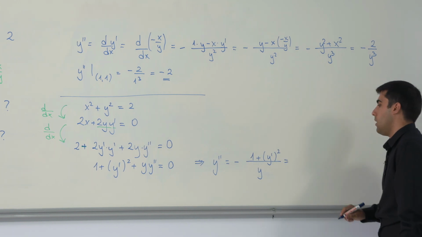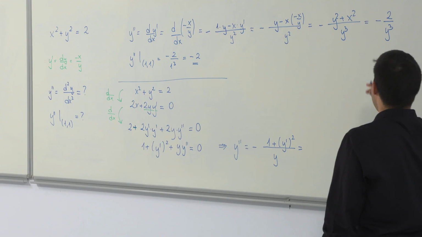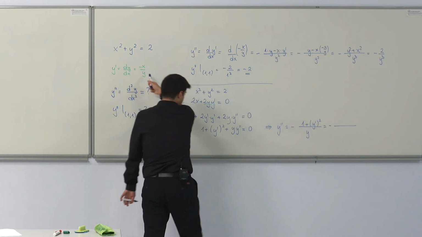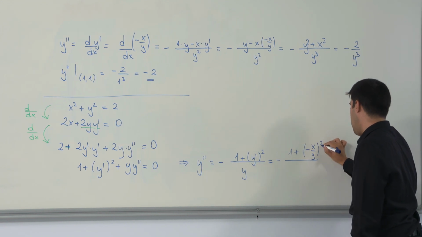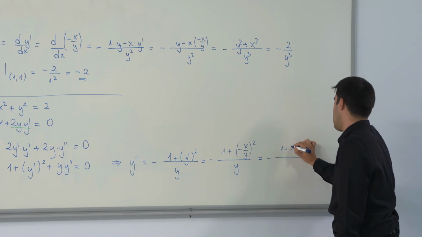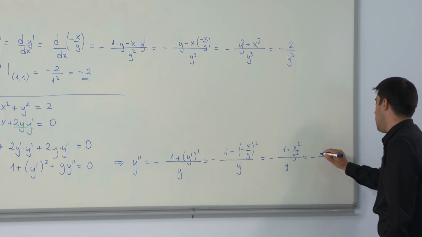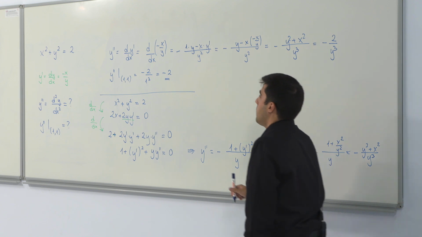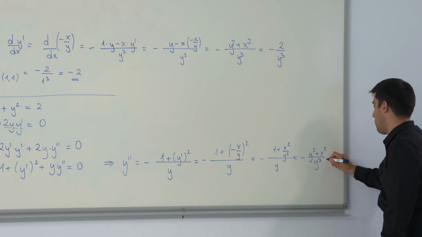Again, you can leave it as it is, or now you can put back the y prime to see we have the same solution. Let's plug in the value of y prime from here to obtain minus 1 plus minus x over y squared over y, which is minus 1 plus x squared over y squared, over y. That is nothing but minus y squared plus x squared over y cubed. Again, if you note that x squared plus y squared is 2, you end up with the same solution as here.